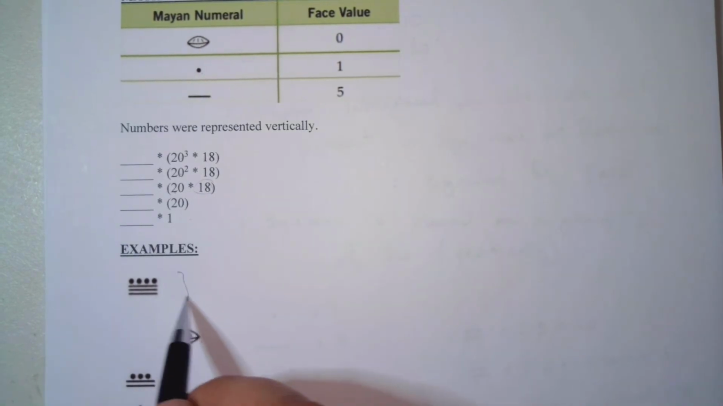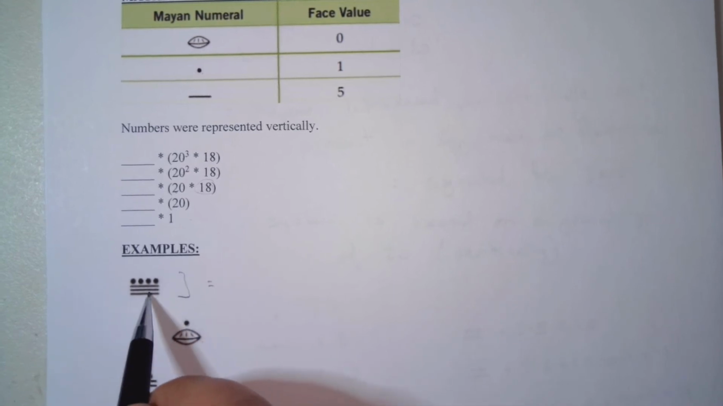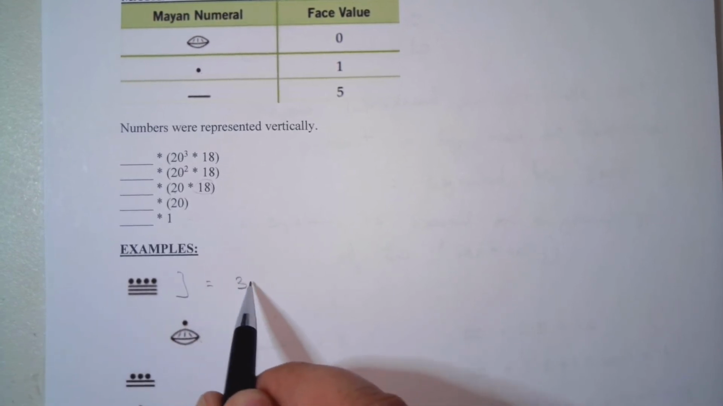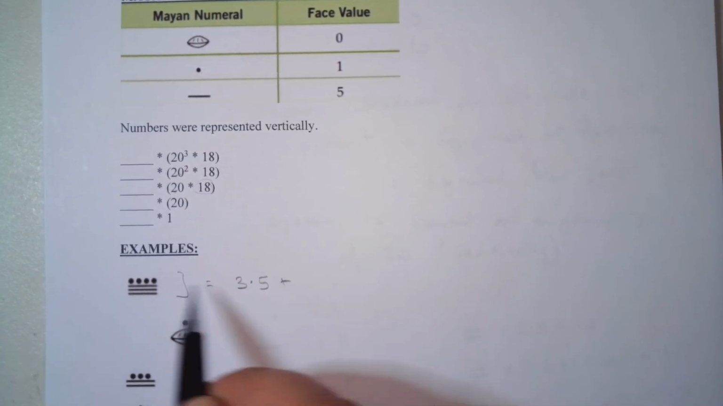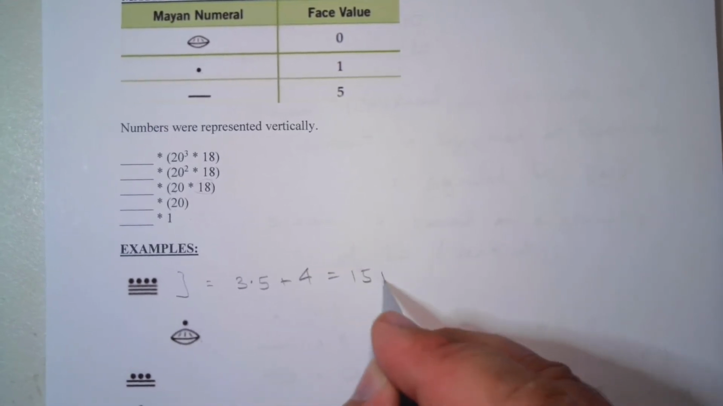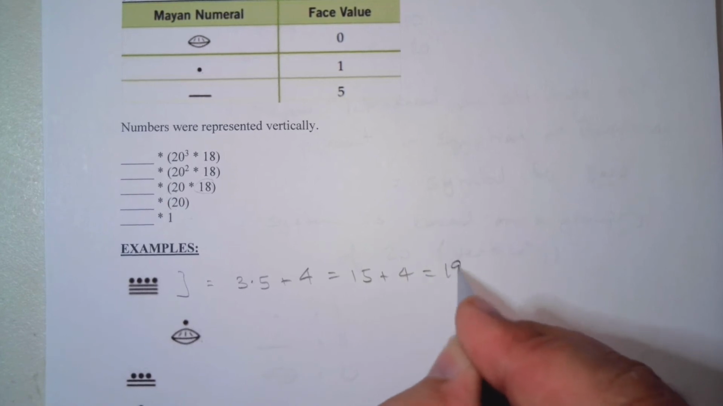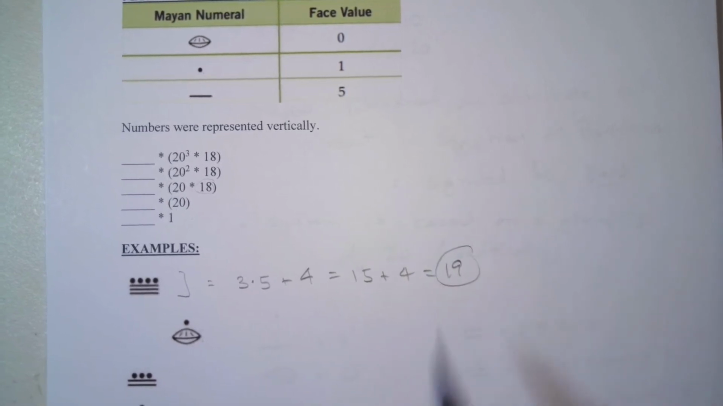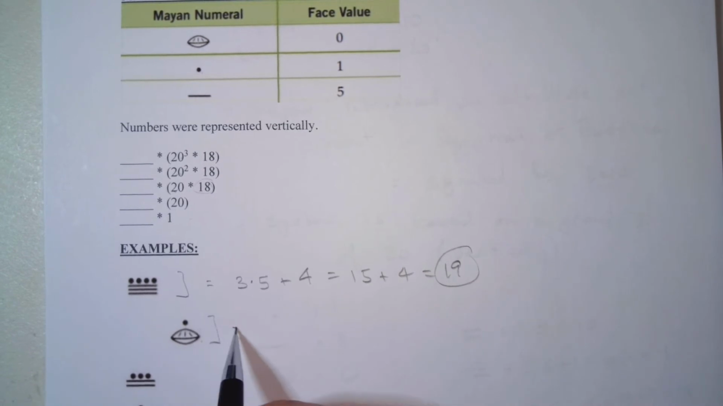So let's see this first one. We had 3 lines, so it's 3 times 5 plus 4 dots, so it's 15 plus 4 equals 19. The clam, put a dot over it, that's the number 20.